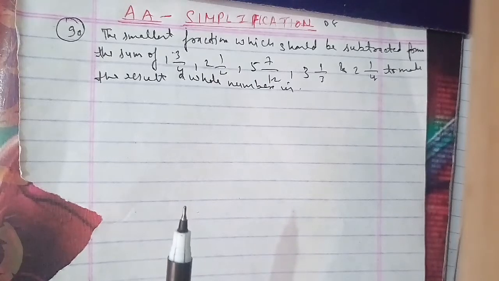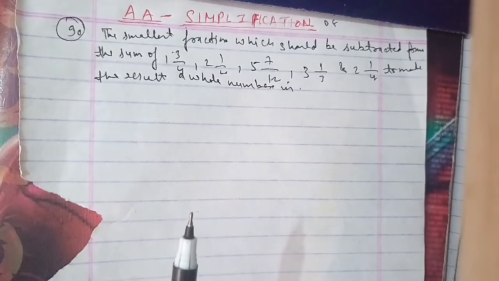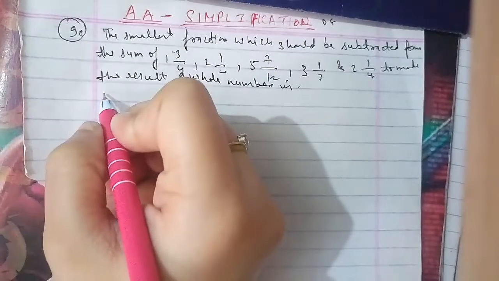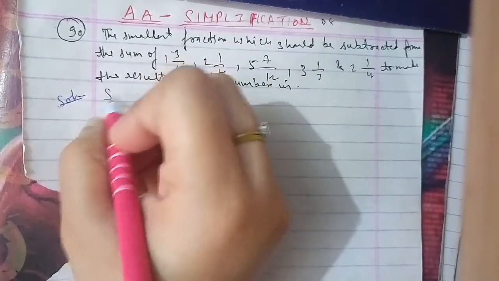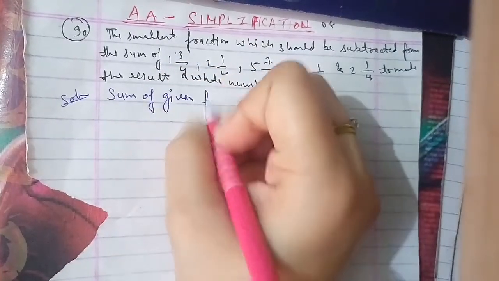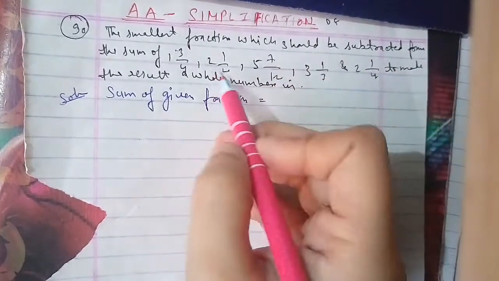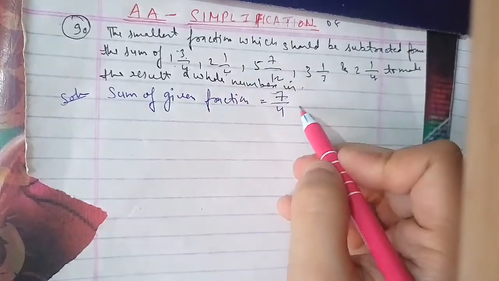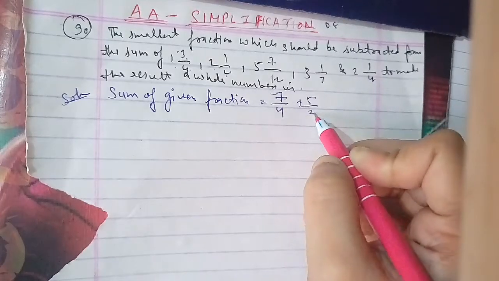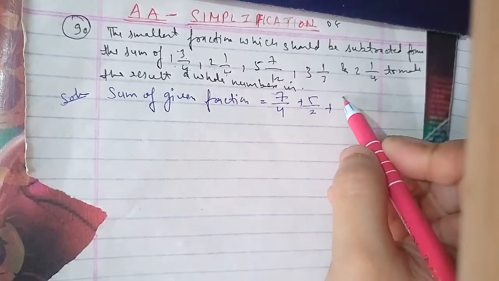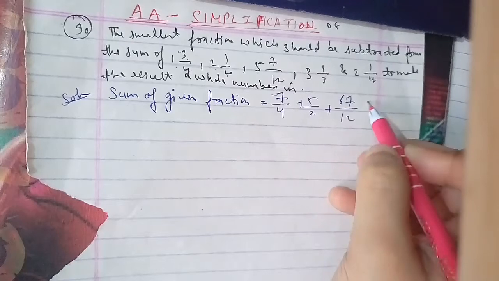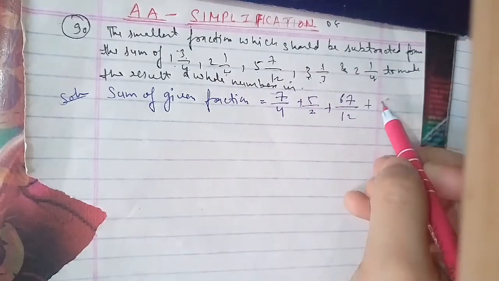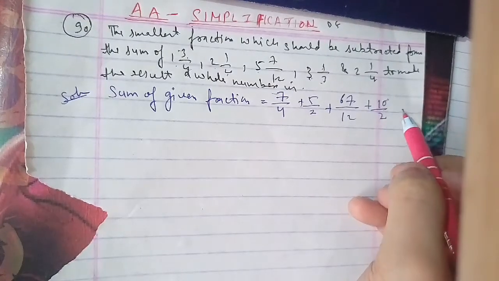So here we have the solution. The sum of the given fractions equals: 4 ones are 4 plus 3 is 7, so 7 upon 4; 2 twos are 4 plus 1, 5 by 2; plus 12 fives are 60 plus 7, 67 by 12; plus 3 threes are 9 plus 1, that is 10, 10 by 3; plus 4 twos are 8 plus 1, 9, so 9 upon 4, that we have. We'll take an LCM.